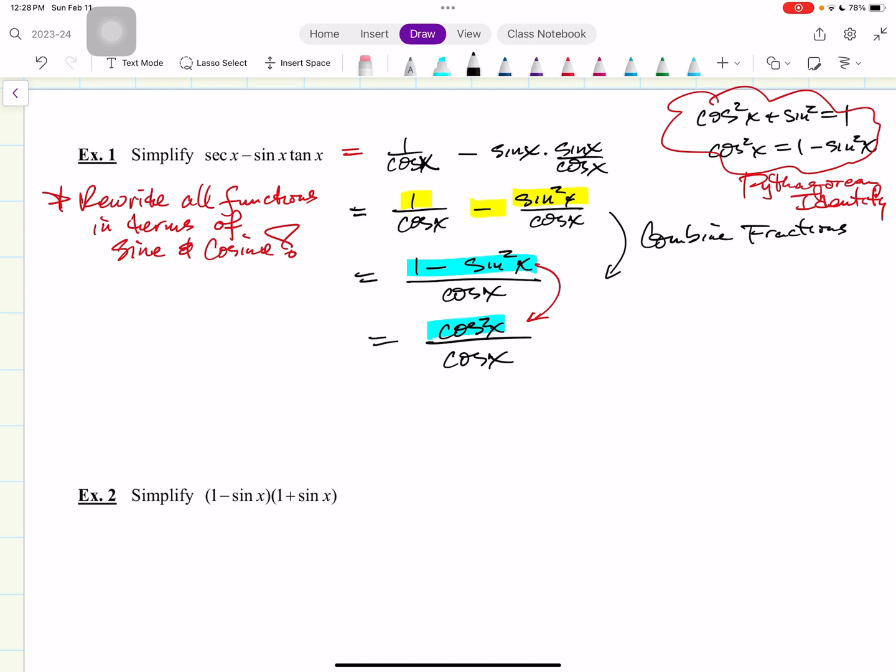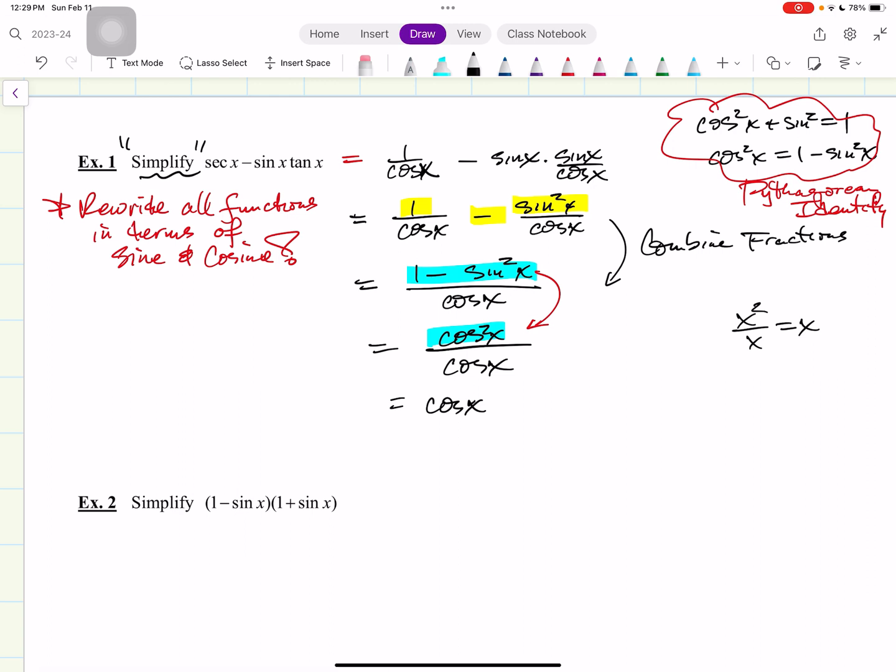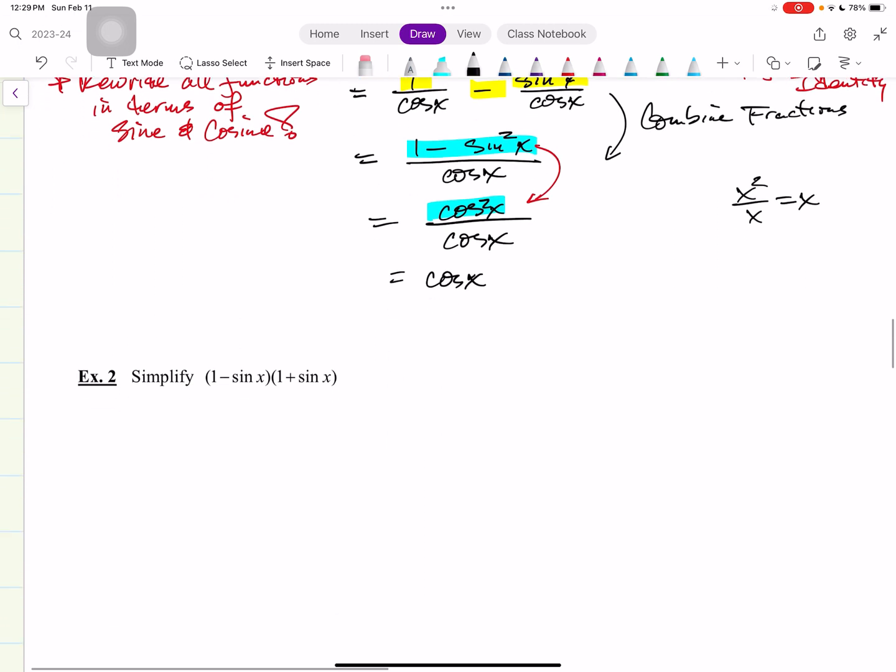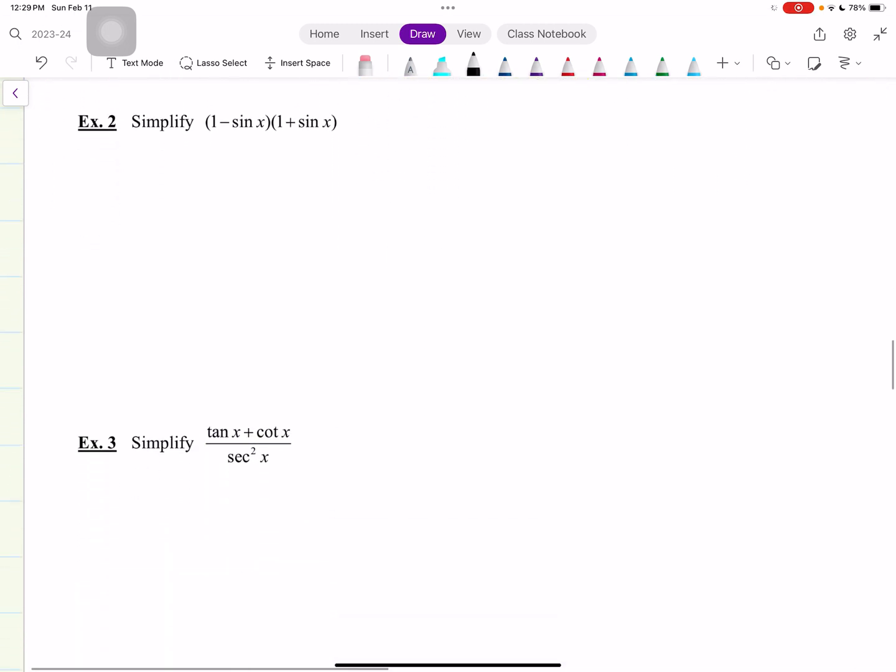And now cosine squared x divided by cosine x, well, that's kind of like x squared divided by x is x. One of the cosines cancels, and you just get cosine x. And that, my friends, is called simplifying. You get a very, very simple expression in terms of one function only. This is just an exercise to get you to know your identities. That's all it's for. Later on, if we set this equal to a ratio, we could maybe solve an equation. But right now, we just have to get used to our identities.